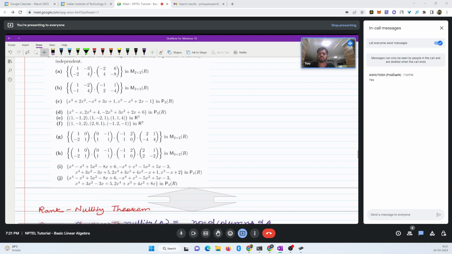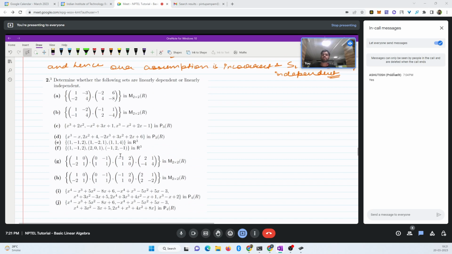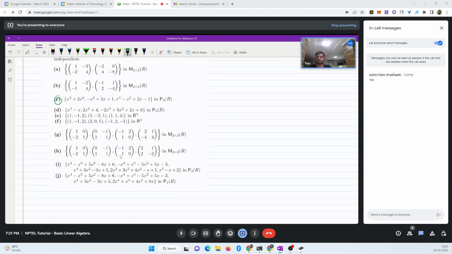Okay, here are some questions on linear dependence and independence. I'll try to solve some of them. We have not solved any related to polynomials, so let's take the third one first.